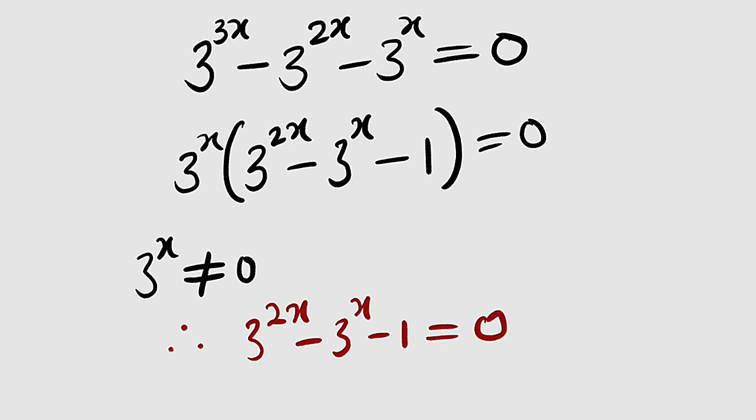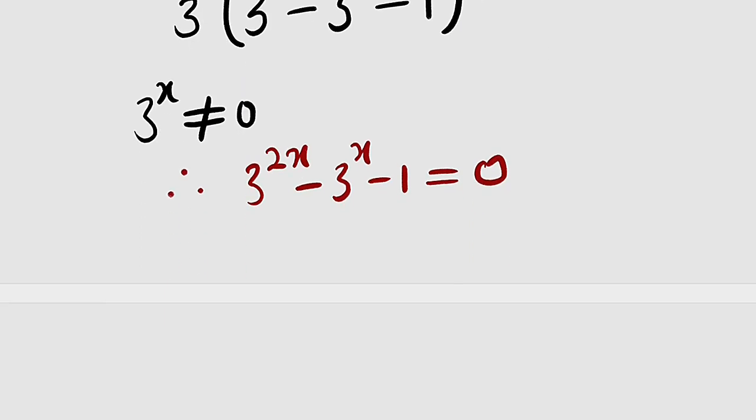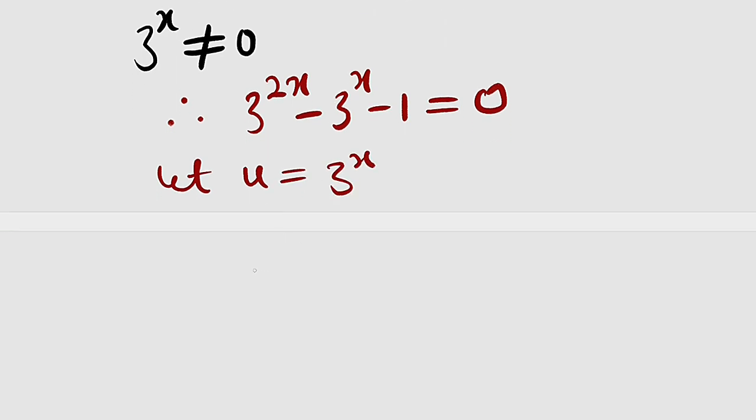is equal to 0. This is a quadratic equation in terms of 3 to the power of x because we can let u, for example, equal 3 to the power of x, such that our equation becomes u squared minus u minus 1 equal to 0.